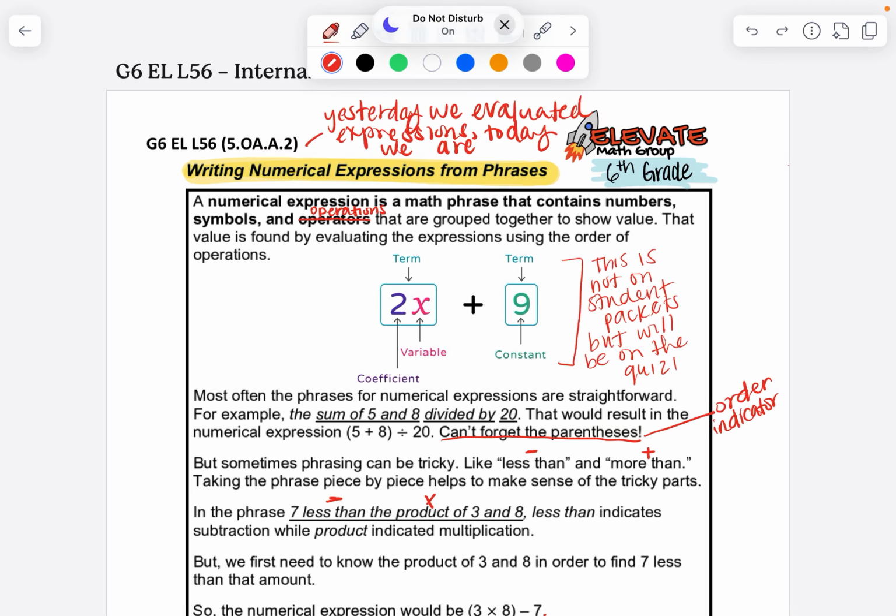Hi everyone, this is 6th grade Elevate. For the next 2 days, students will be working on writing numerical expressions from phrases.